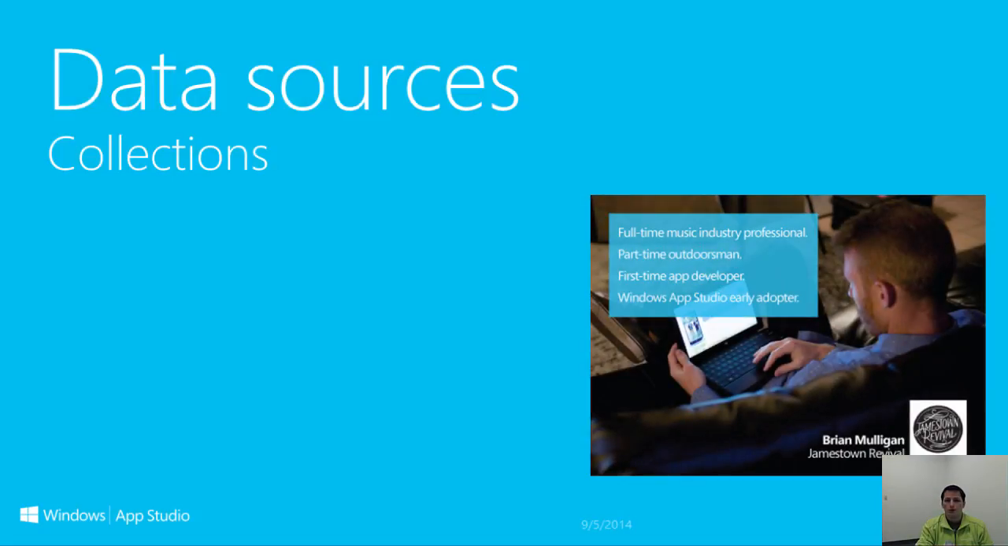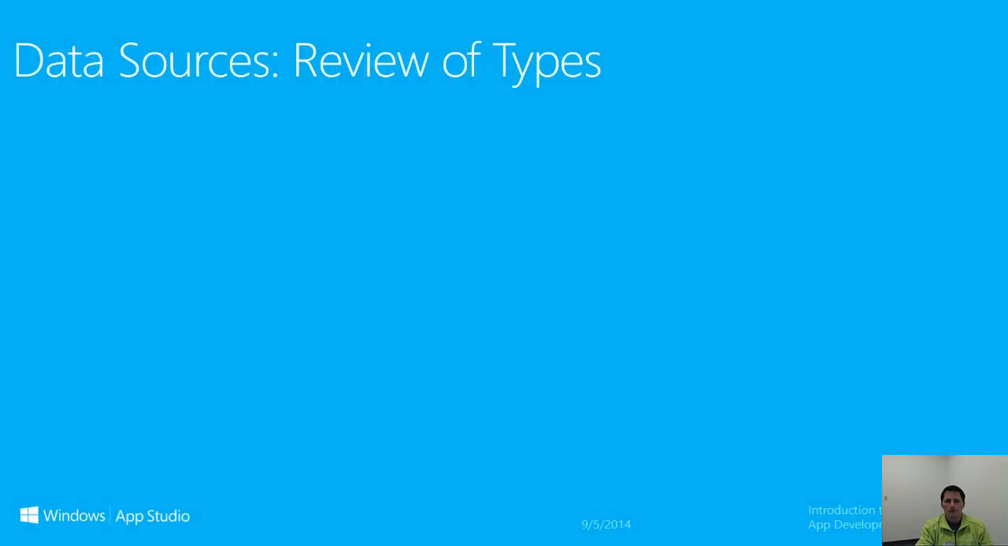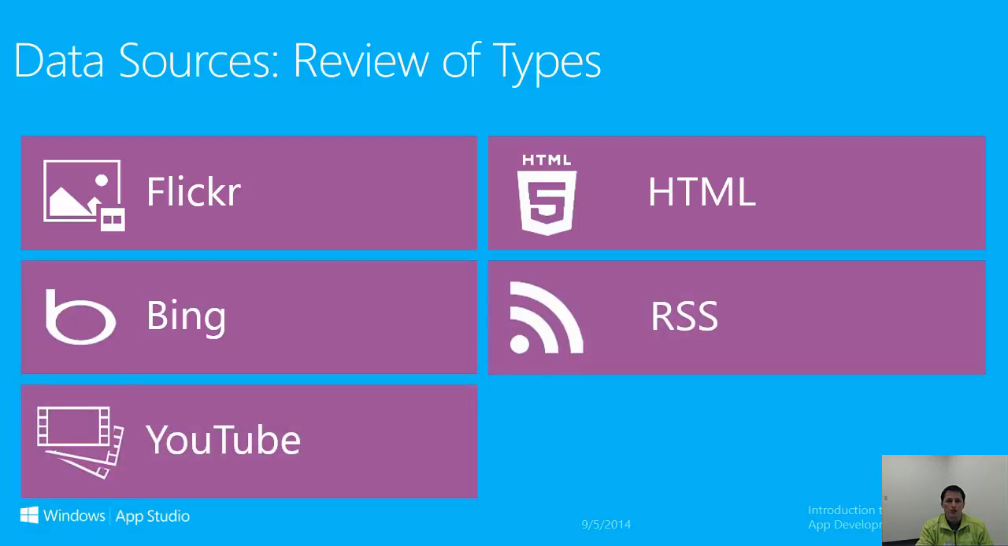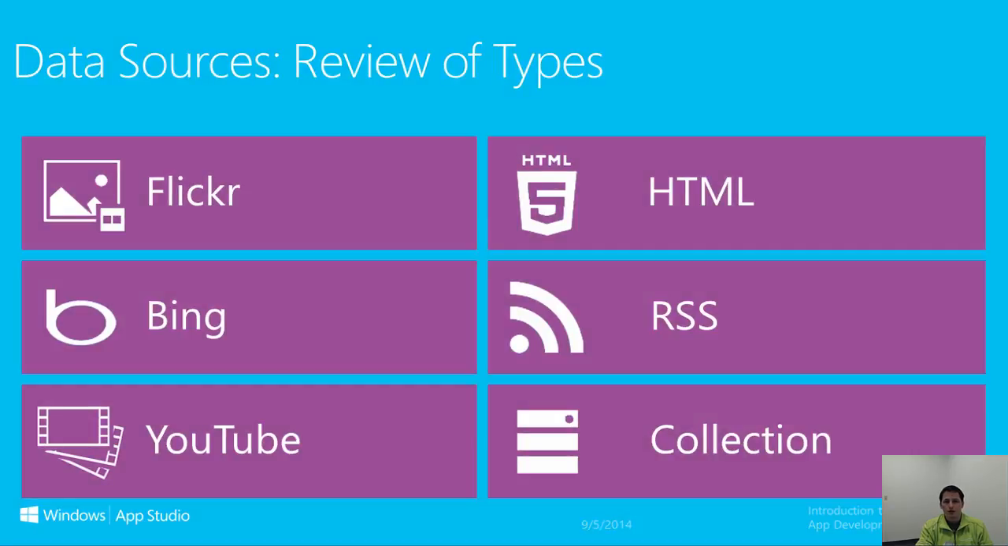We've had a chance to work with some of the key data sources, so let's review them quickly before learning more about collections. Here are some of the data sources we've looked at in Module 1. We took a look at how you could use Flickr to create photo galleries in your app, and how you can create static or unchanging content by using HTML. Several other data sources, such as Bing, RSS, and YouTube, can be used similarly to Flickr. The App Studio team will be working hard to add additional data sources, such as the recent addition of Facebook and Instagram.